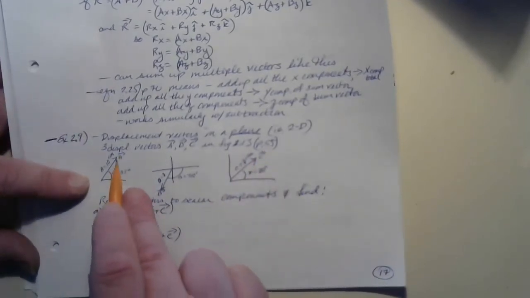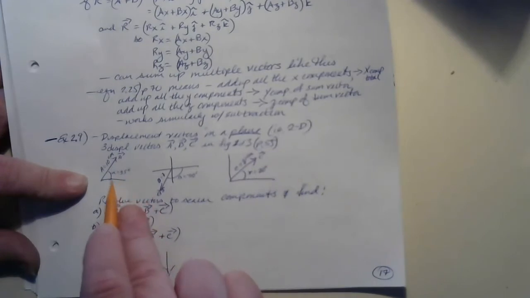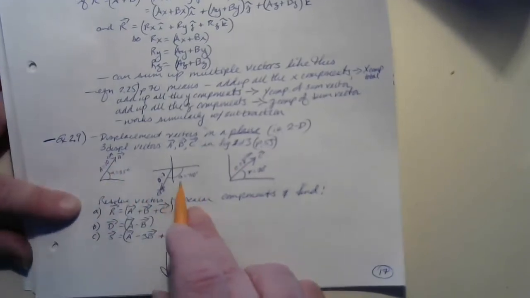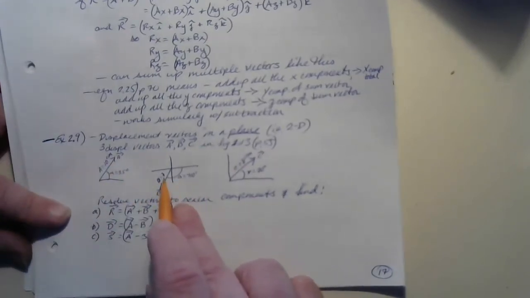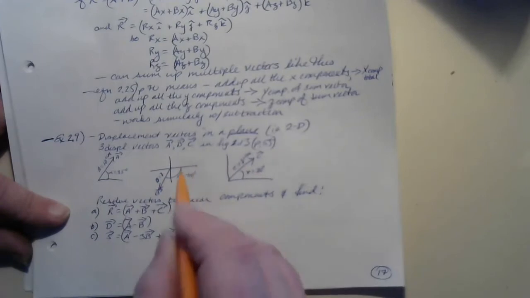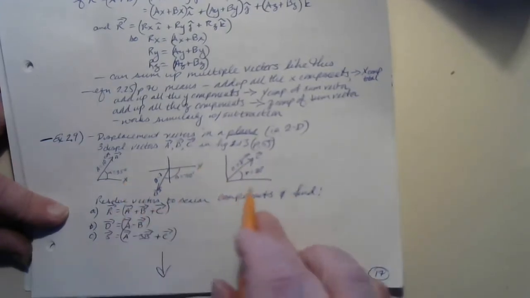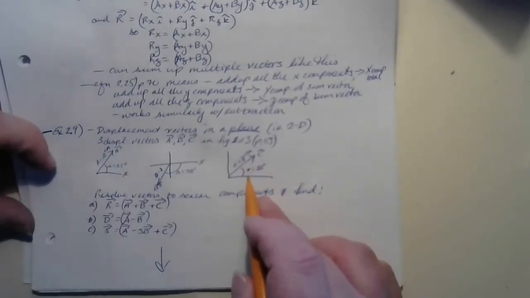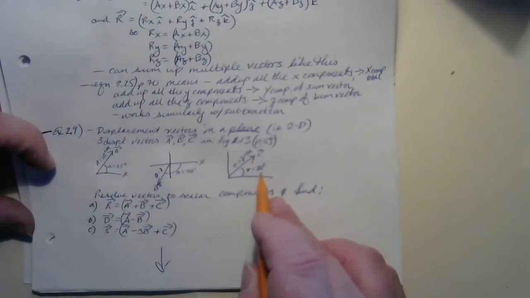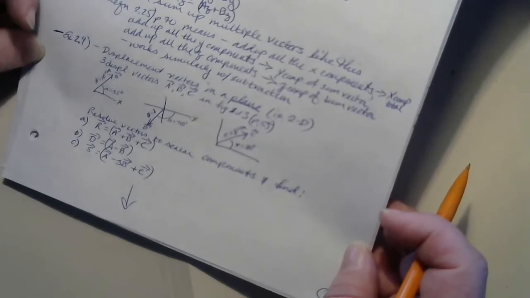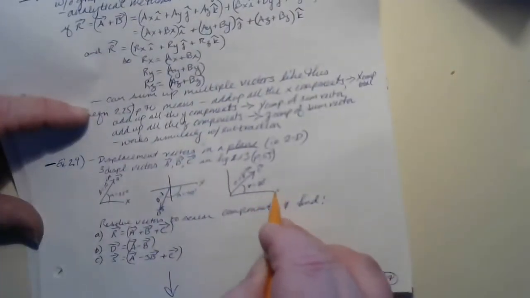You have vector A, which is at an angle with the x-axis of 35 degrees and a magnitude of 10 centimeters. You have vector B, which has a magnitude of 7 centimeters, and it's at an angle of negative 110 degrees to the x-axis. And you have vector C with a magnitude of 8 centimeters, and it's at an angle of, wait a minute, is that 30 degrees? Can't read my own handwriting now. I believe it's 30 degrees with respect to the x-axis.